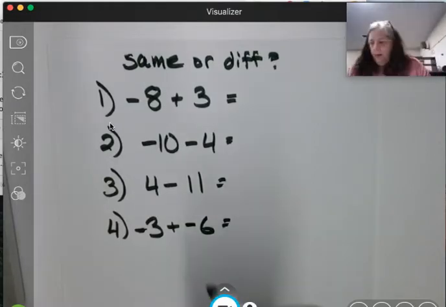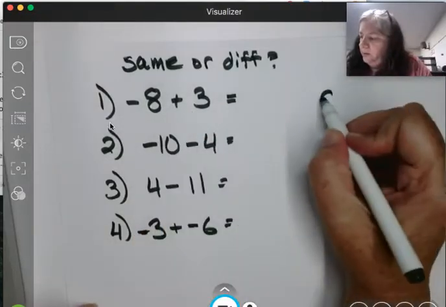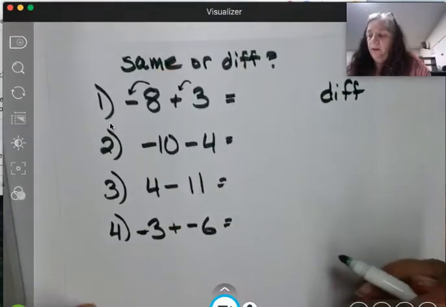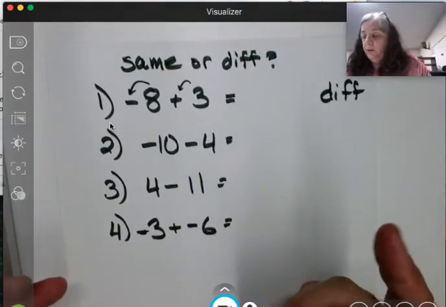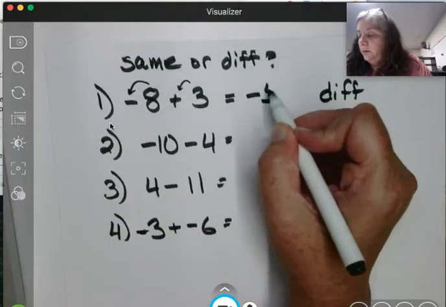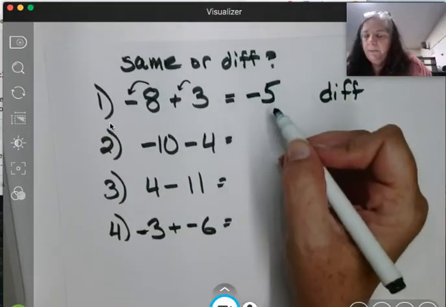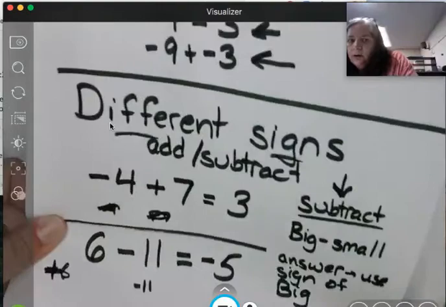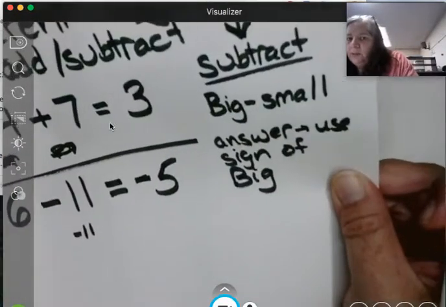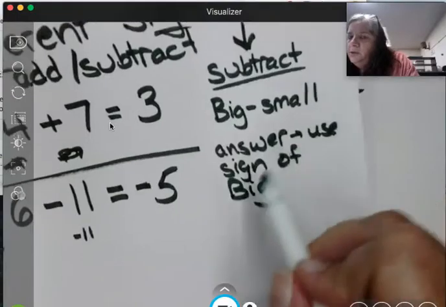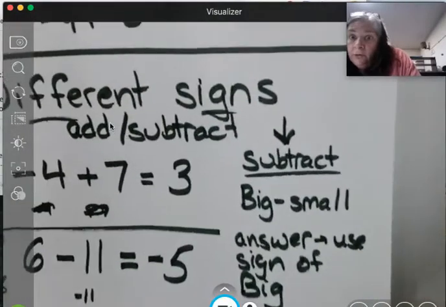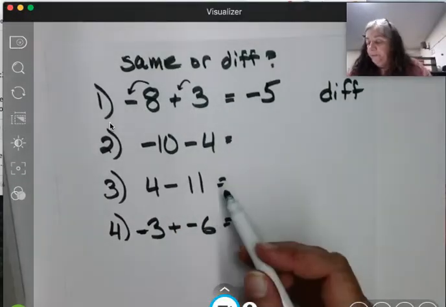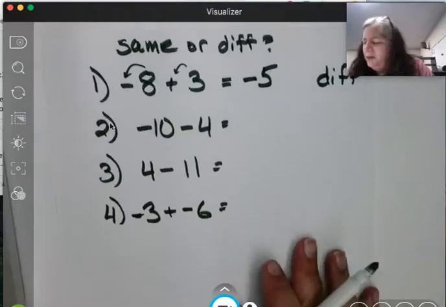So, -8 plus 3. These are different signs. Plus 3 and a -8. Subtract them. Big minus small. Take the sign of the big one. 8 minus 3 is 5. -5. If you got something different, I'm going to ask you, aren't you using the rule? If they're different signs, on an add-subtract problem, you do big minus small, and you use the sign of the big one. Just follow the rule. 8 minus 3 is 5. Make it a -5. I know it's distracting because there's a plus sign in there, but you can handle it.